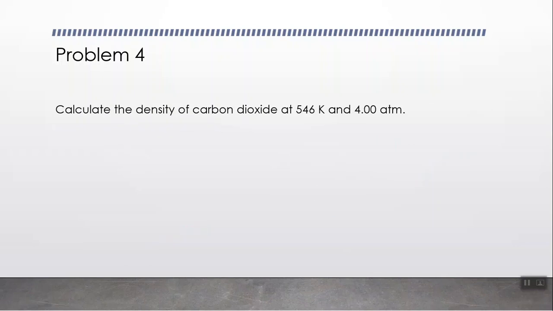Problem number 4: calculate the density of carbon dioxide at 546 Kelvin and 4.00 atmospheres. We're going to use one of the formulas that we derived from the ideal gas law. Molar mass equals density times R times T over P. We can change this around to solve for density. So density equals molar mass times P over R times T. Let's go ahead and define our variables.